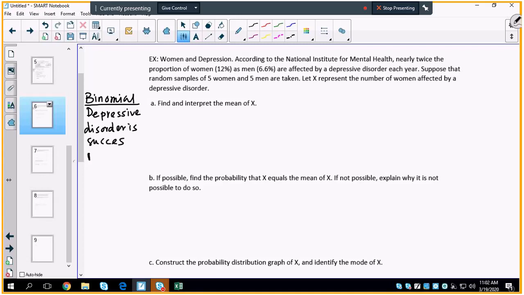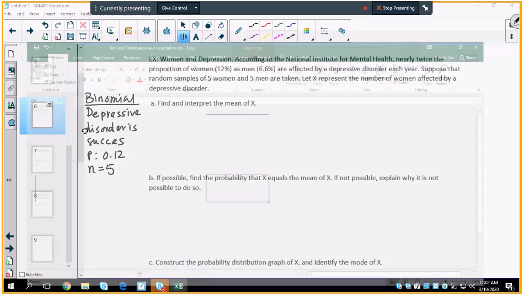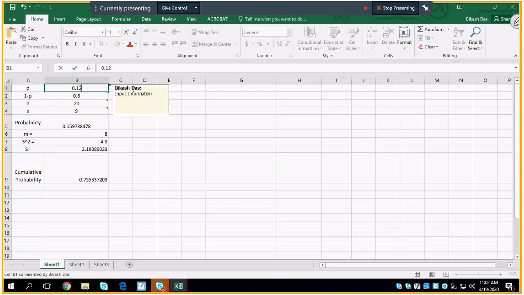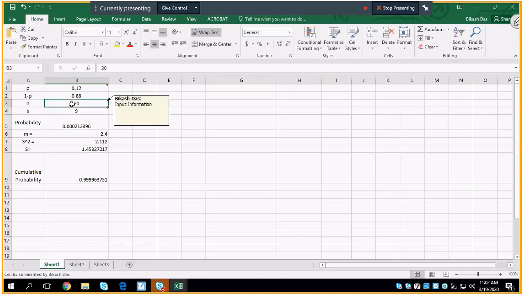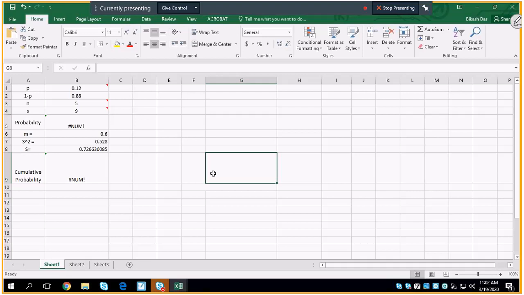Then what is the probability of finding someone with depressive disorder? Well, it's 12%. Change it to probability terms, you get 0.12. How many women are you trying this on? Well, there are only 5 of them, so sample size is 5. So first thing, we're going to find and interpret the mean of X. For the mean, we will go to our binomial probability distribution spreadsheet and change the information accordingly. This is going to be 0.12, probability of success. Number of trials is going to be 5. I do not worry about anything else, I just look at the mean. The mean is 0.6.